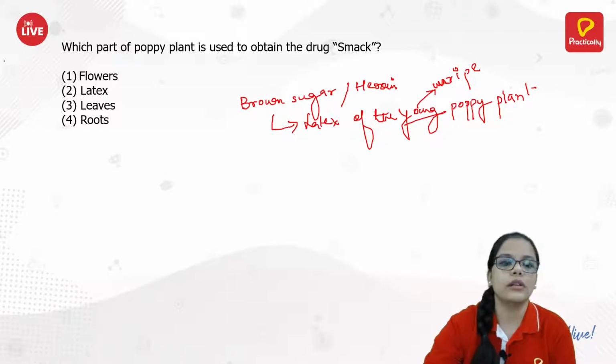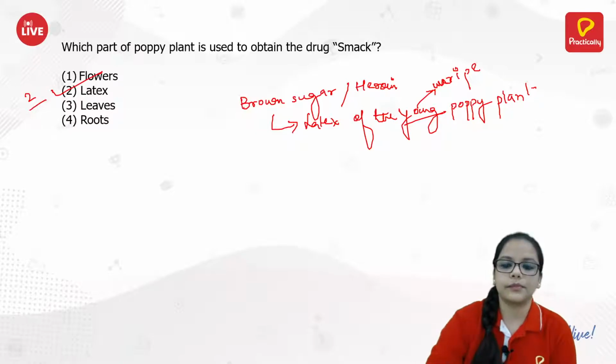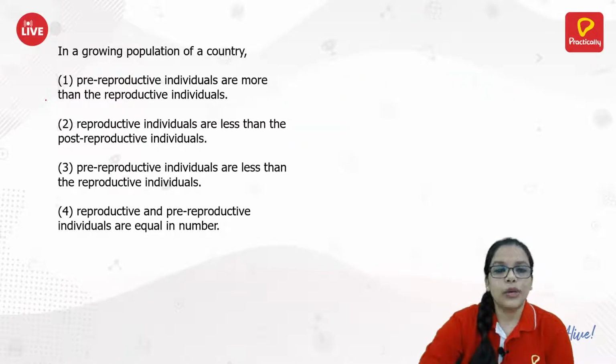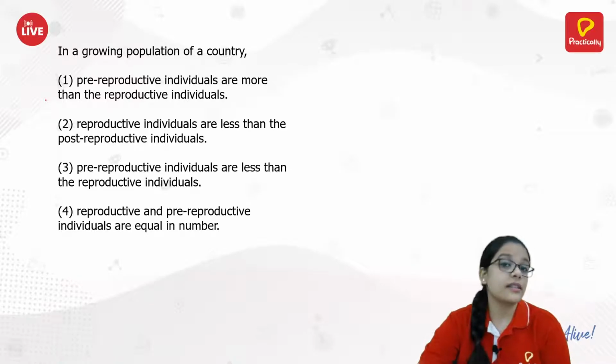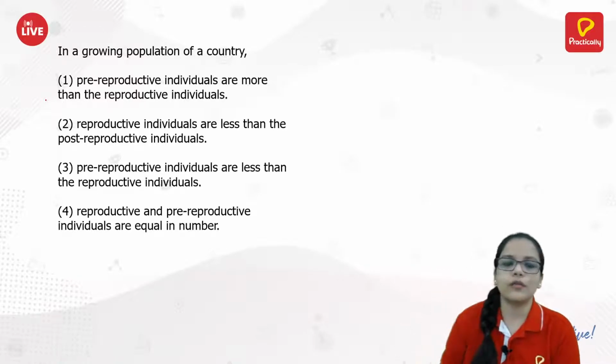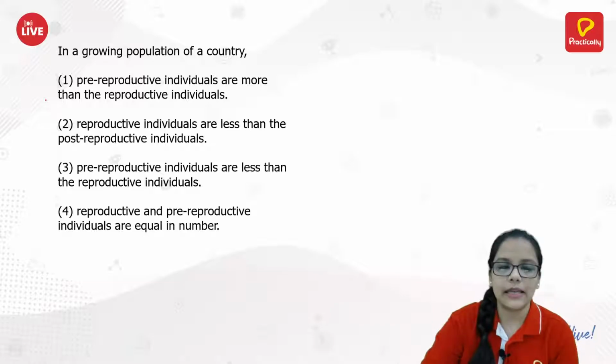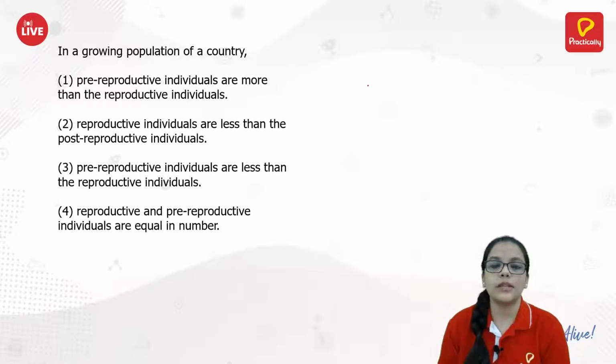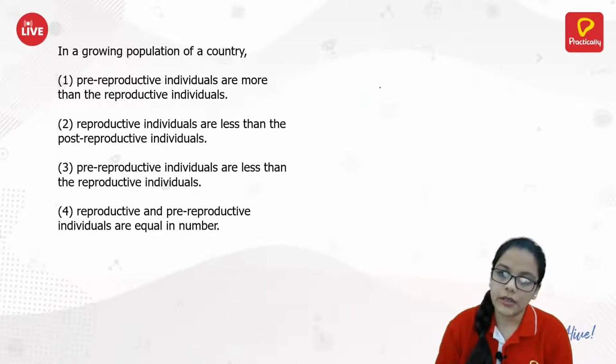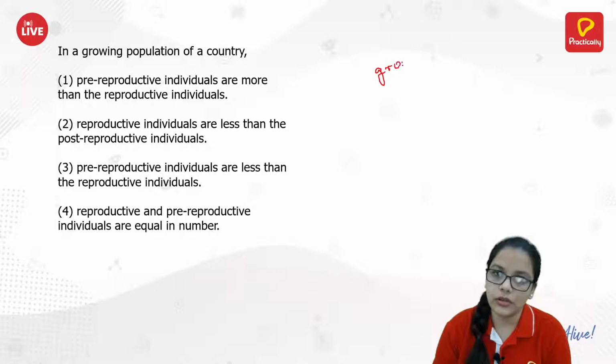Okay, so the latex of unripe poppy plant. In growing population of a country, when it's a growing population, there are a lot of options, so I'm not going to waste time by saying the options. What happens when it's a growing population and not a declining population or something? What happens?